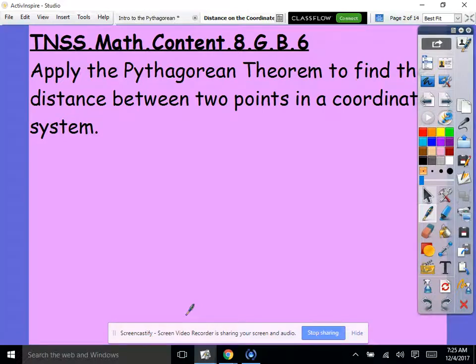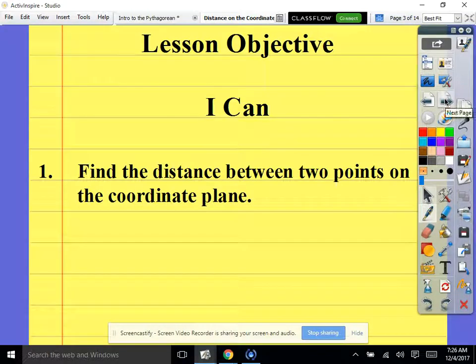Our Tennessee State Standard is to apply the Pythagorean theorem to find the distance between 2 points in a coordinate system. Your lesson objective that you need to write down: I can find the distance between 2 points on the coordinate plane.